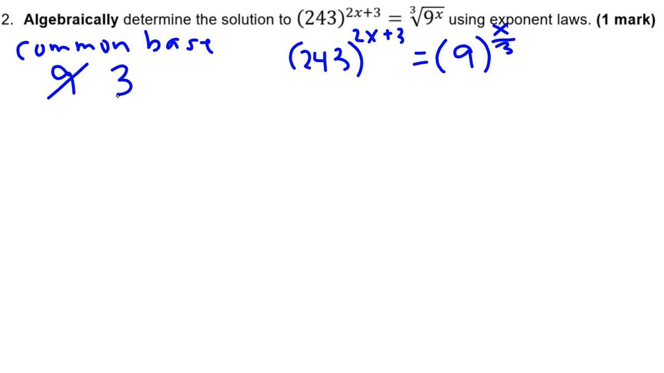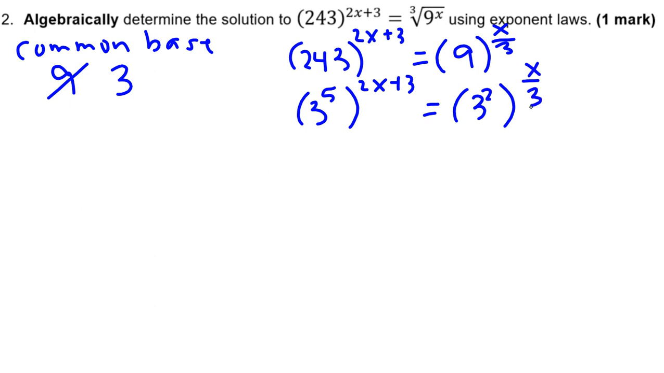And I can write both of those with 3. So 243 is 3 multiplied by itself 5 times, and 9 is 3 multiplied by itself twice. So now I have a common base. I'm good to go. So I use power of power law and I multiply my exponents together. So 5 times 2x, 5 times 3 equals on the other side 2 times x divided by 3.